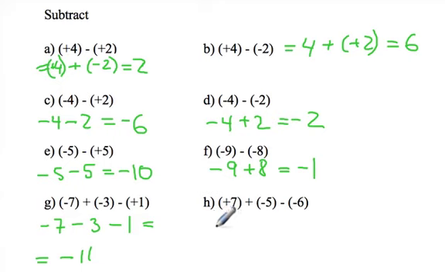And question H, we have 7 minus 5 plus 6. Plus and a minus makes a minus. Minus and a minus makes a plus. Equals 7 take away 5 is 2. And 2 plus 6 equals 8.